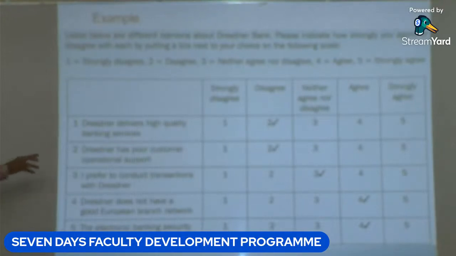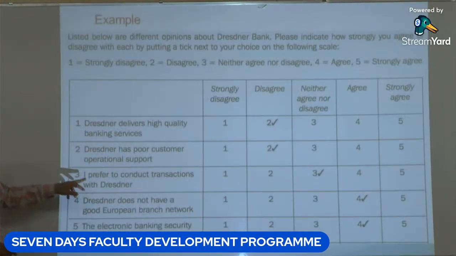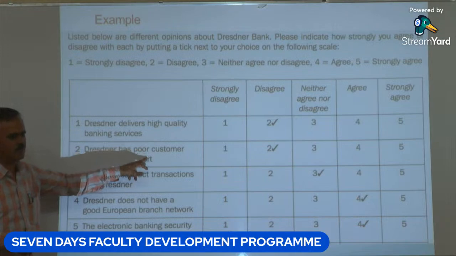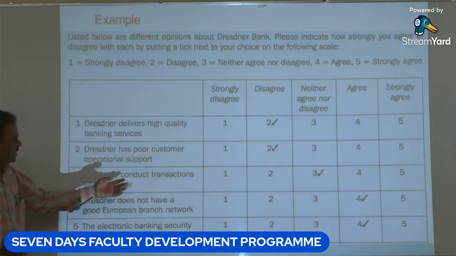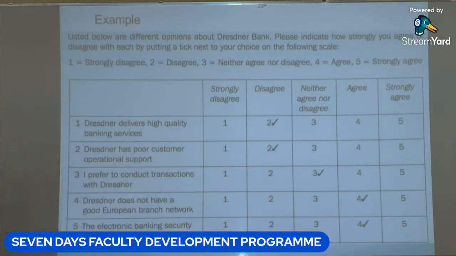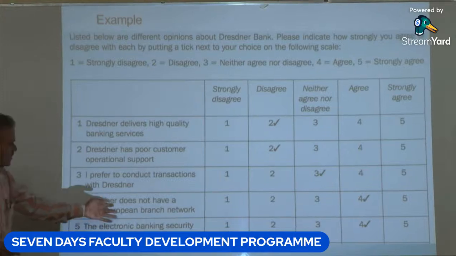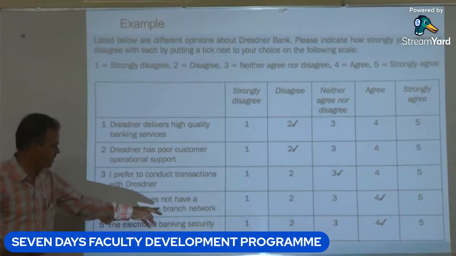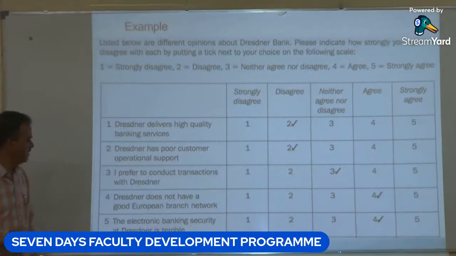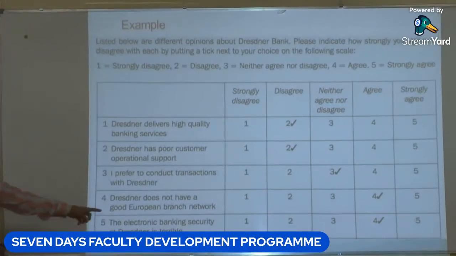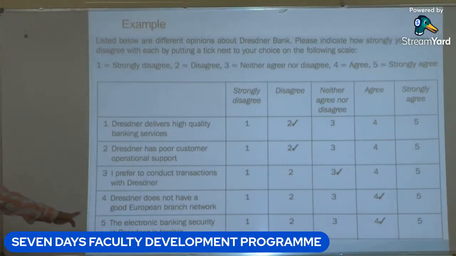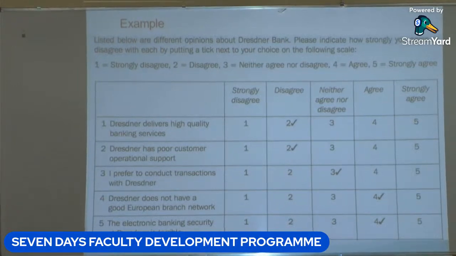One is related to the quality of the services, the other one is the operational support, the third one is related to the conduct of transactions, and the other one is, does not have a good European network, branch network, electronic banking security of this bank is terrible. So these are the questions.